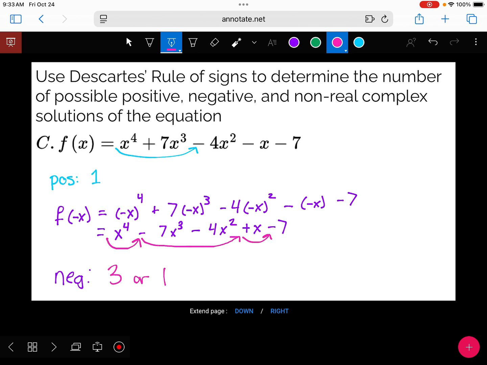So if we have an imaginary root, it's got to be 0 or 2 or 4. It always, always, always comes in pairs. So I will never just have 1 imaginary root. It can't happen.